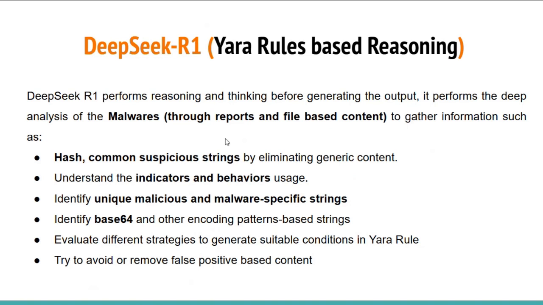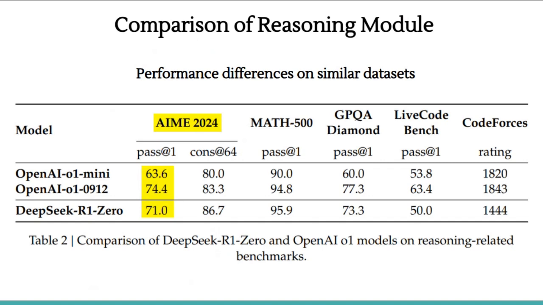But ChatGPT does not perform any analysis. It does not approach that particular link, as it just gave me the response that it cannot access that link. But DeepSeek R1 does approach that particular link and gathers the specific information, like it tries to understand the content available in that Hybrid Analysis report or any sandbox report as well.